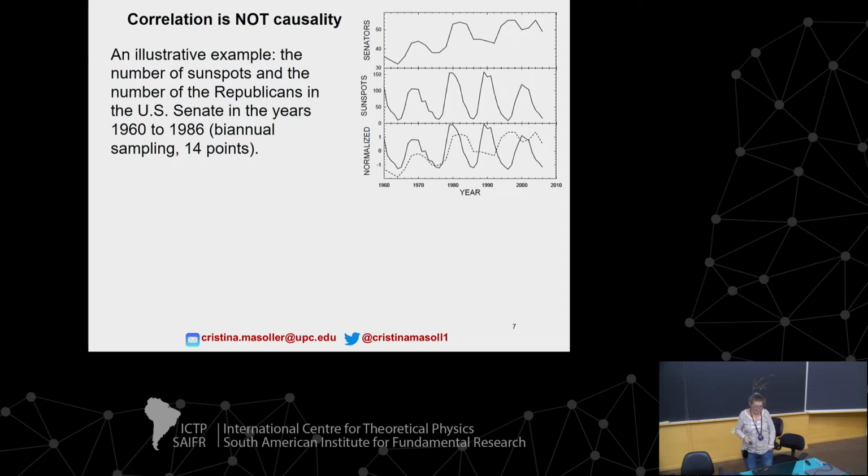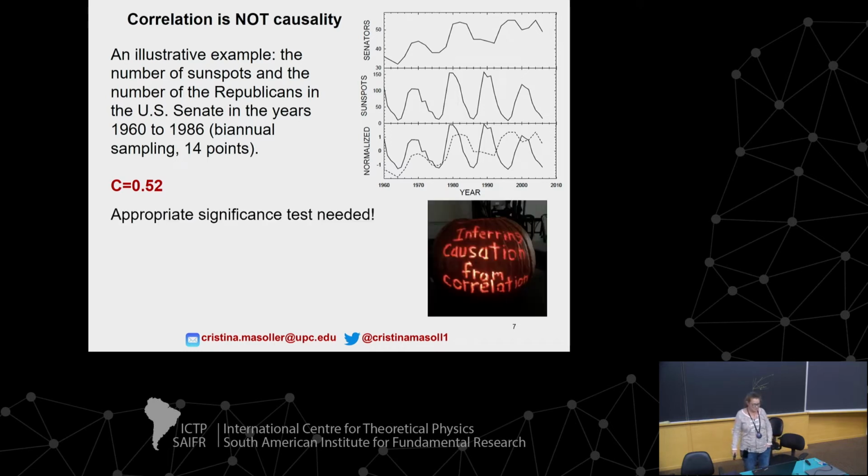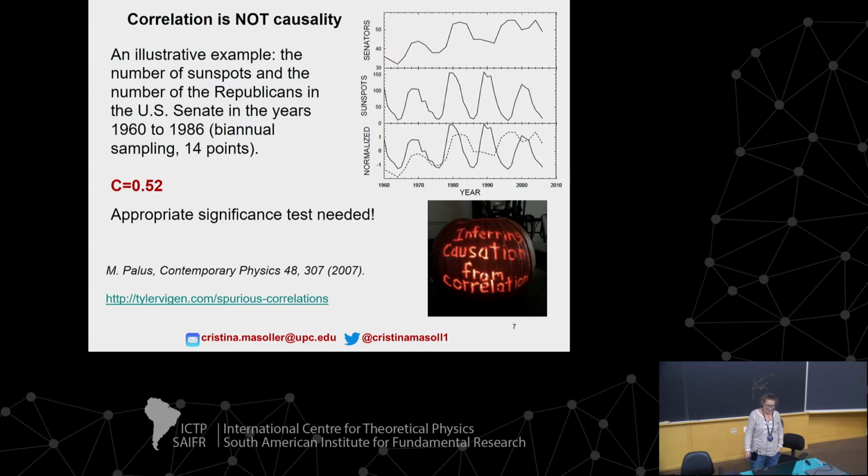Okay? If you compute the correlation, it will give you a 0.52. And a lot of people say, oh, the significant threshold is 0.5 because the correlation goes between 0 and 1. So 0.52 might be significant. Of course, it's not significant. Once you do the appropriate surrogates, you test the value that you expect just using surrogate data, you will see that this is perfectly within the range of values you expect for correlation when you don't have actually any correlation. So you cannot infer any causation from correlation.